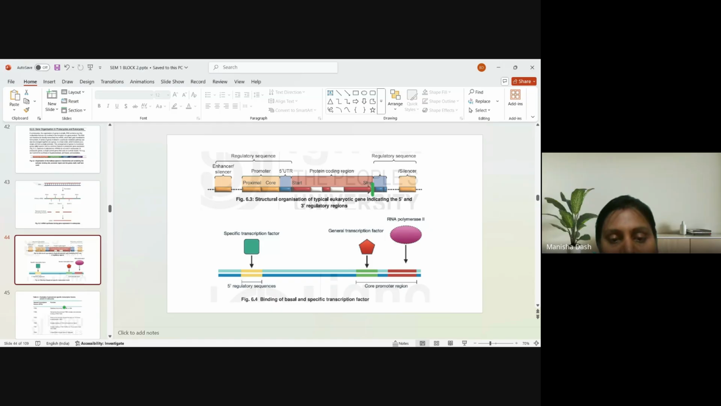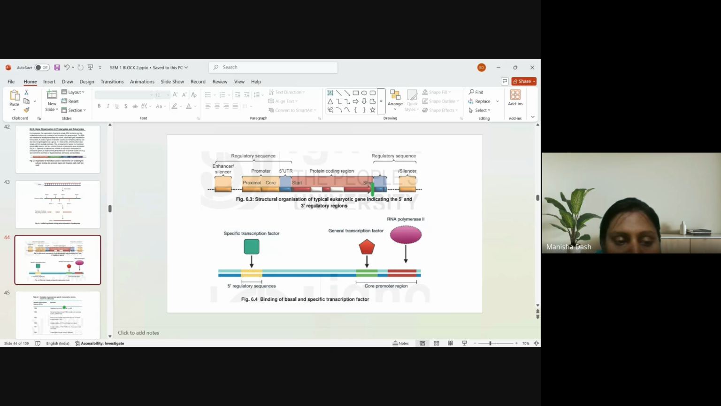Now, there is another important component of gene regulation, that is called the transcription factor. Transcription factors also have significant roles in controlling the expression of the gene. Broadly, they are divided into two categories: one is called the general transcription factor, the other is called the specific transcription factor. They regulate the binding of the RNA polymerase to the DNA, so ultimately they control the expression pattern of the gene.